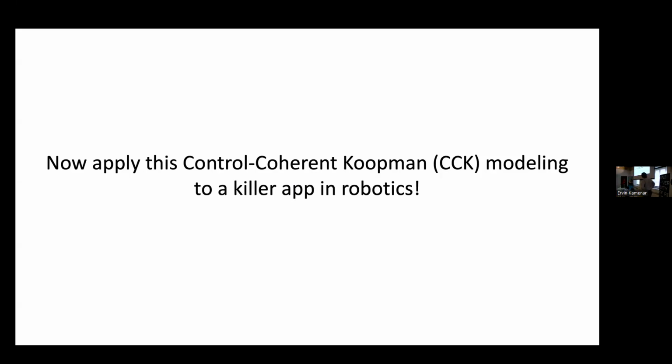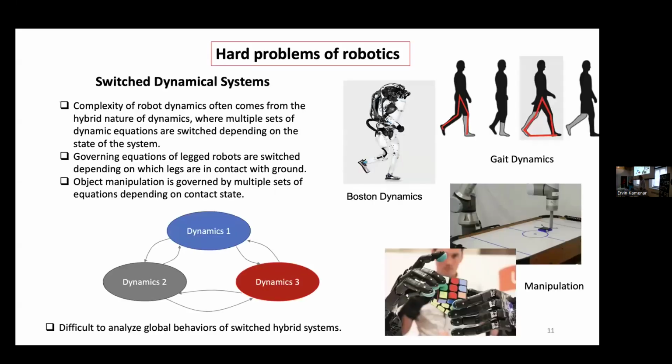So with this control coherent Koopman, how can we apply this to something important and hard? In robotics, I see that the hard problem comes from the switching hybrid nature of the dynamics, and gait dynamics in particular. You have at least two dynamic equations switched back and forth. Both legs are in contact with the floor, or only one leg is contacting the floor. You have to switch between two dynamics, back and forth, back and forth.